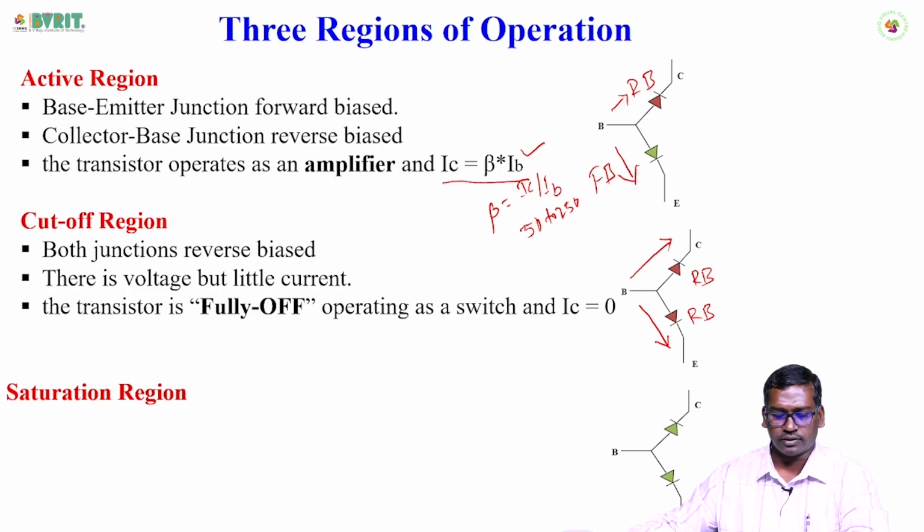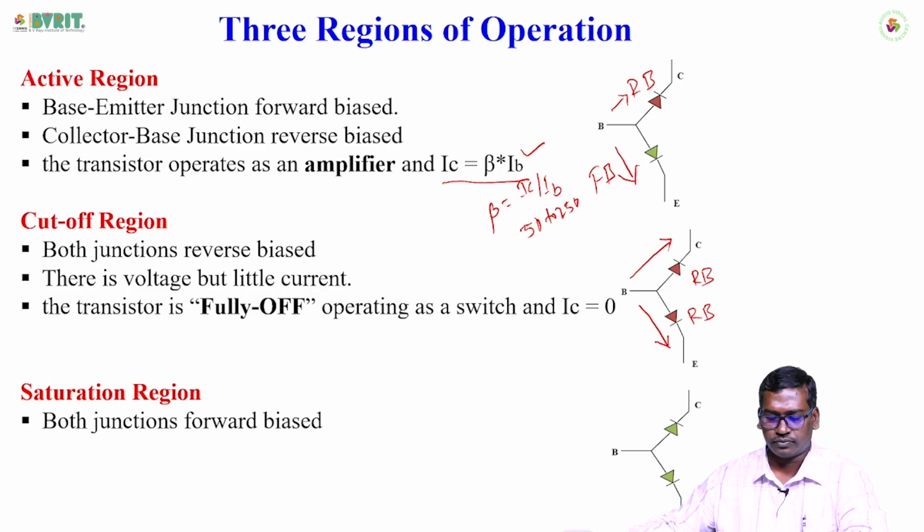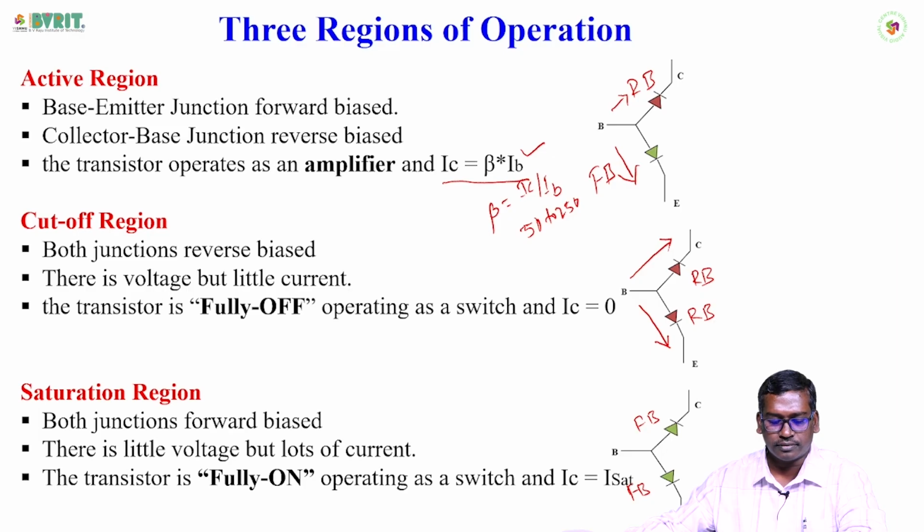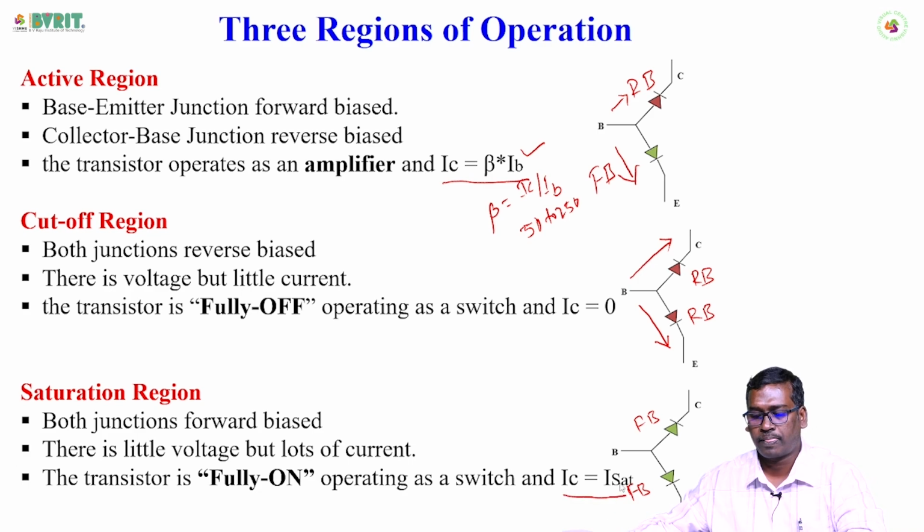The third region we will see is the saturation region. The saturation region indicates that the base emitter junction is in forward bias and the base collector junction is in forward bias. Both the junctions should be in forward bias. The transistor is said to be in the saturation region. There is little voltage but a lot of current. You can see the transistor is fully on, where IC is equal to IC SAT.